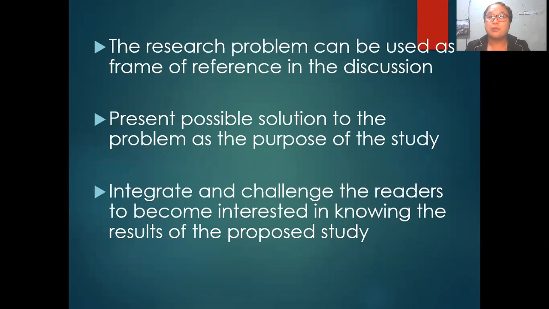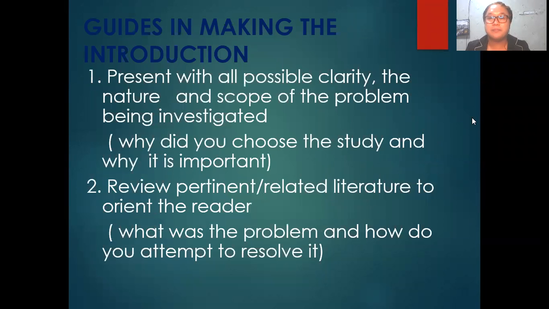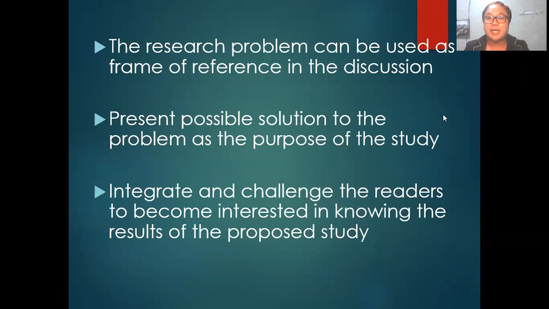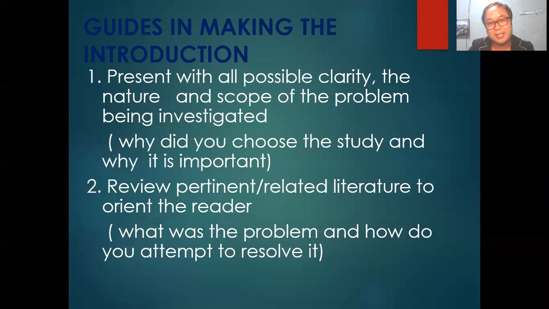So please take note also that the research problem can be used as a frame of reference in the discussion. Also, it presents possible solutions to the problems as the purpose of the study and challenges the readers to become interested in knowing the result of the proposed study. So, guides in making the introduction.